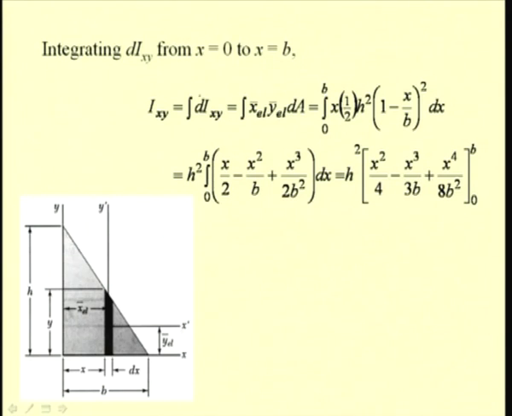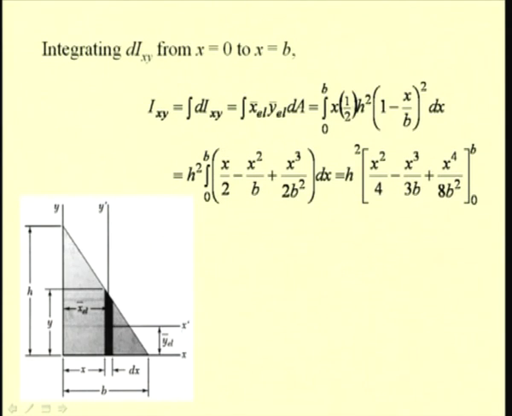Now, we can write the product of inertia of this thin strip with respect to the xy axis as dIxy, and then we integrate it between the limits, that is 0 to b, from this point to this point. So, we have Ixy as integral dIxy, which is equal to integral x bar element y bar element times dA. X bar element is x itself, y bar element is y by 2, which is half of h square into 1 minus x by b square dx into this area. Okay.